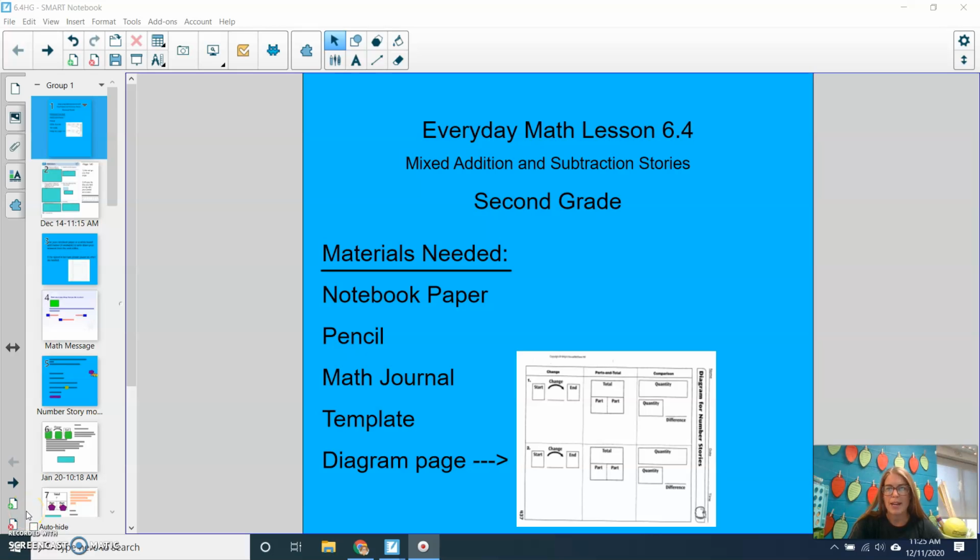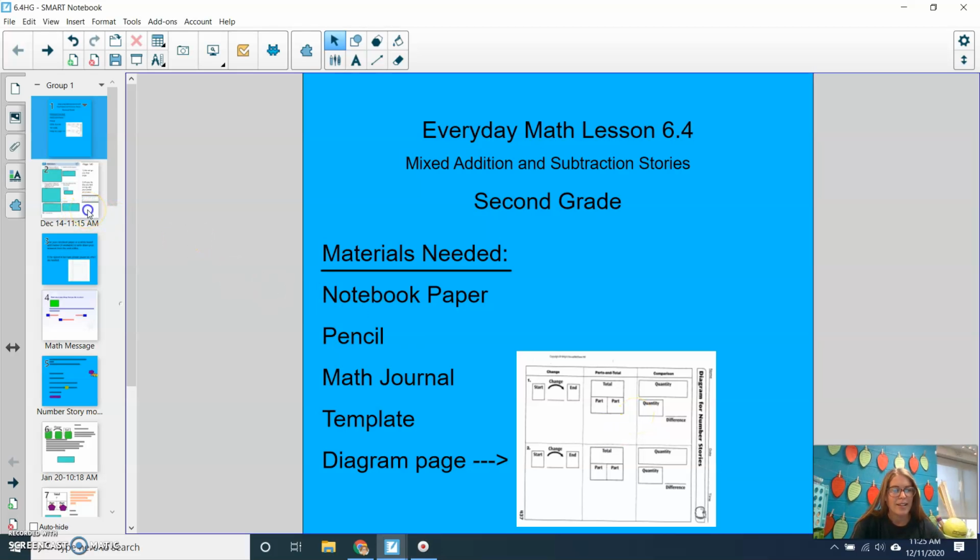Boys and girls, welcome to Everyday Math Lesson 6.4, Mixed Addition and Subtraction Stories. The materials that you'll need today: notebook paper, pencil, your math journal, a template, and if you have this diagram page, that would be helpful. If you don't have this page, that's okay, but you might want to make some diagrams like this in order to solve some of our problems.